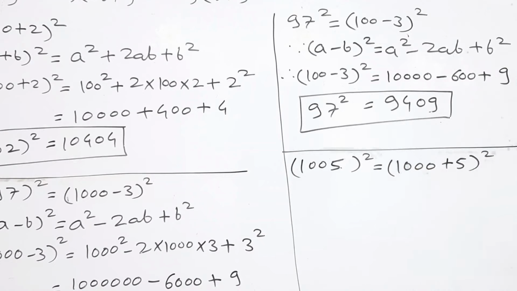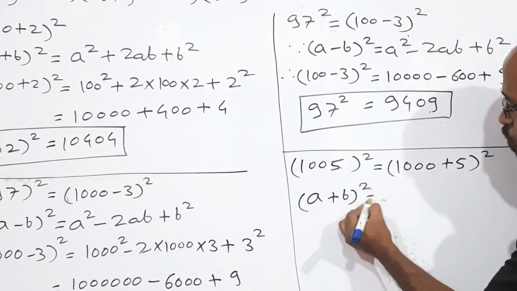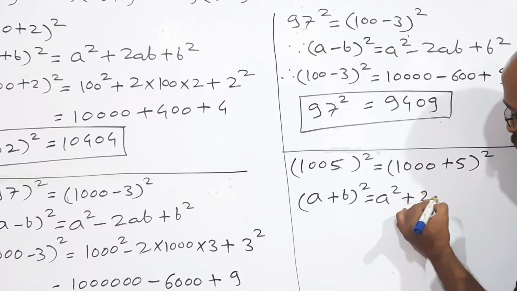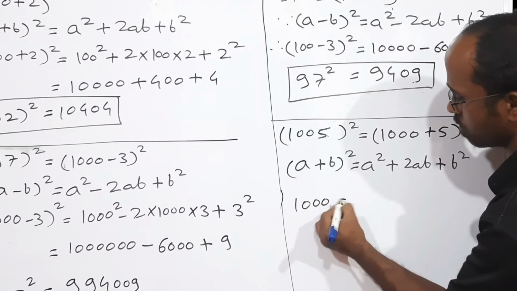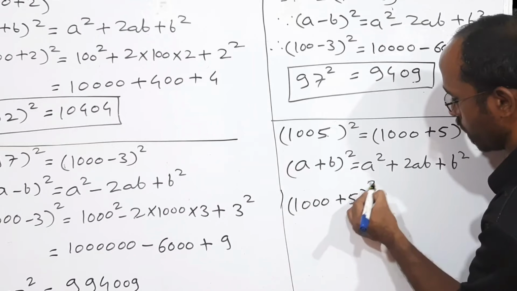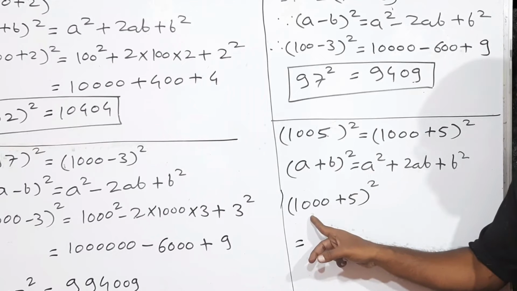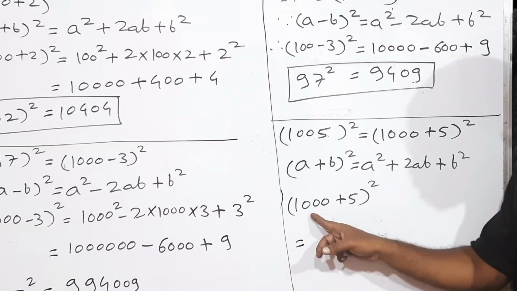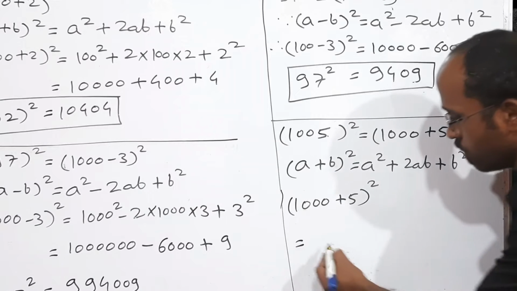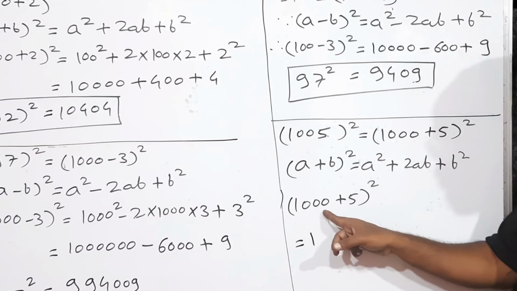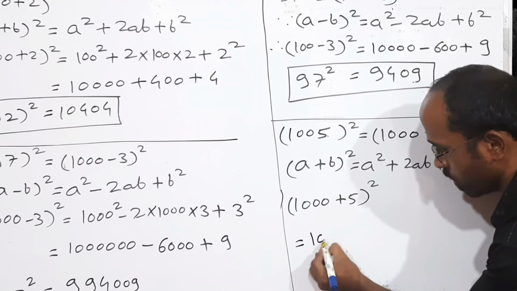Which formula can we use? We can use the formula of a plus b bracket square, which is equal to a square plus 2ab plus b square. 1000 plus 5 square is equal to, at the place of a square, let's square this 1000. So how to square a number ending with 0? Write the square of the number. Square of 1 is 1. Double the number of zeros. Here zeros are 3, so let's double it. Here it will be 6 zeros.